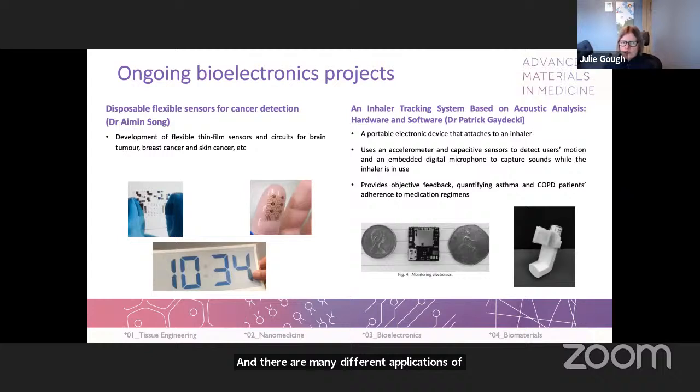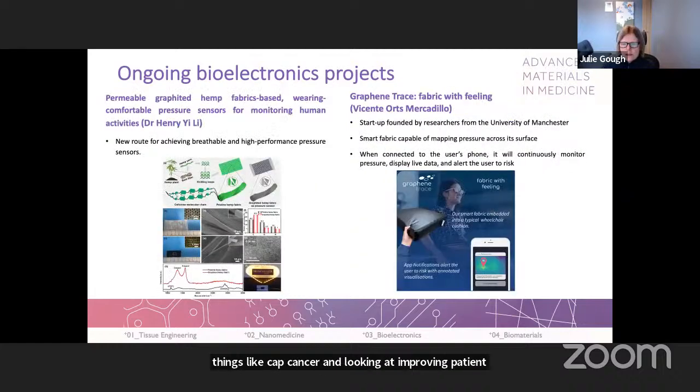And other colleagues, along with Alex, such as Eamon Song and Patrick Gaydecke, are also looking at similar flexible devices and other bioelectronic devices for sensing things like cancer and improving patient outcomes, basically. And also we've got Henry Lee in FSE as well, and Vincente Mercadillo, also looking at fabric-based sensing devices, sometimes with graphene and sometimes not. So there's a whole range of bioelectronics devices and research going on across Manchester. It's quite a popular area at the moment.